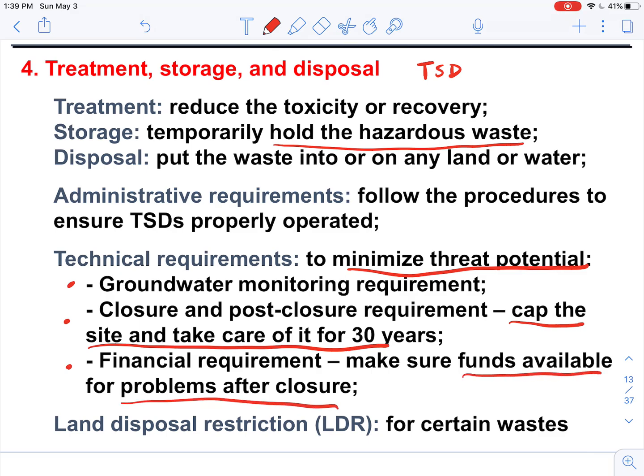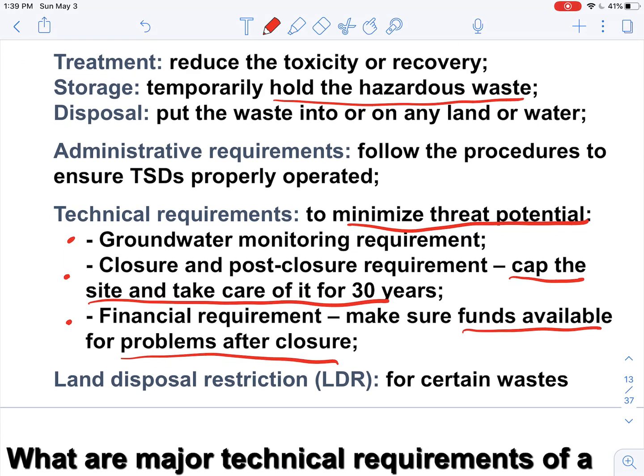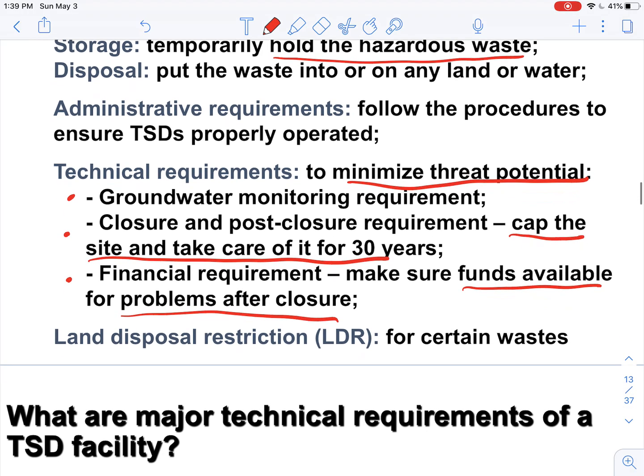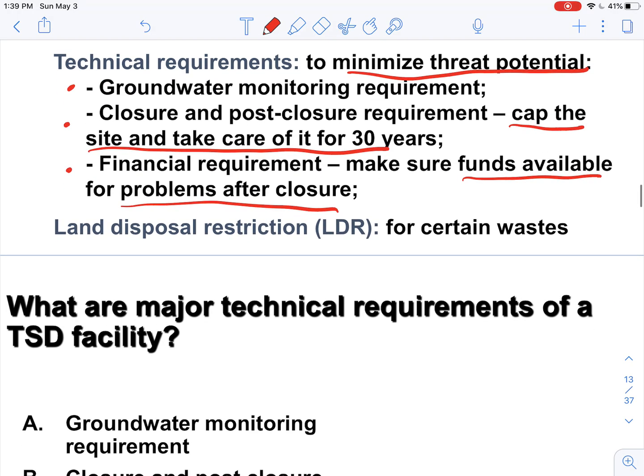It's not like after you generate these hazardous materials, you can go away, right? You have to keep monitoring and maintaining them for 30 years, and also have available funds to deal with accidents. Okay, so for certain waste, there are also land disposal restrictions to process these materials.